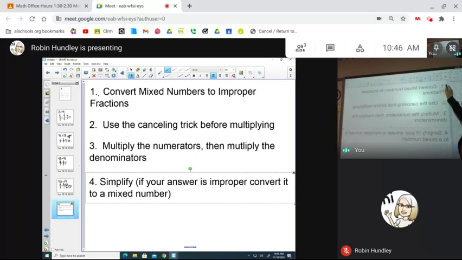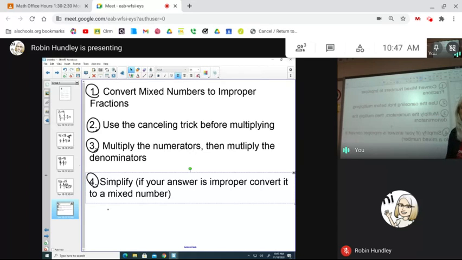Remember your steps as you go through this. Number 1, convert the mixed numbers to improper fractions. Number 2, use the canceling trick before you multiply. It will save you a lot of time. Trust me. Number 3, multiply the numerators, then multiply the denominators. And then finally, simplify your answers. If your answer is improper, you'll need to convert it back to a mixed number. The rest is up to you to do on your own. A little hint about the story problems: the whole page is about multiplication. So you're going to be multiplying on the story problems.